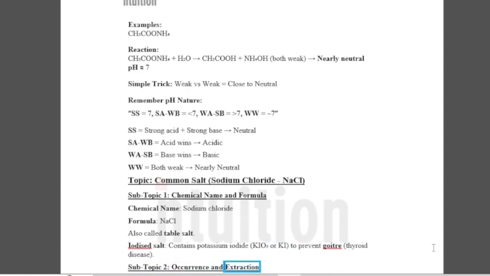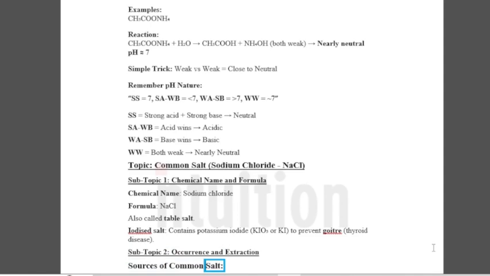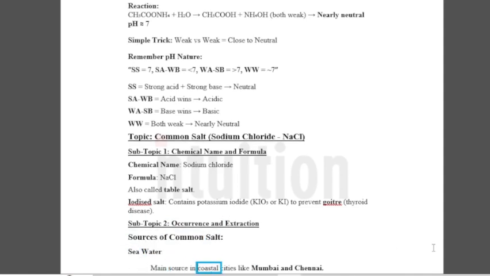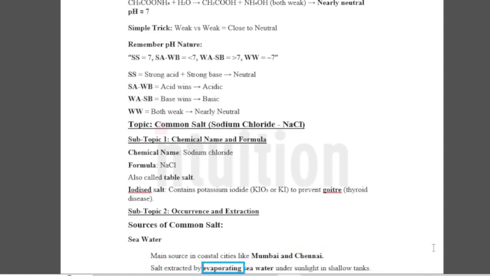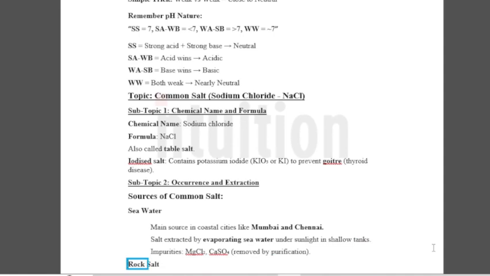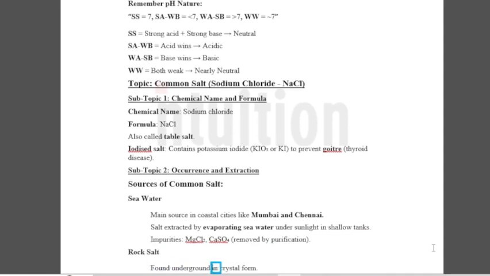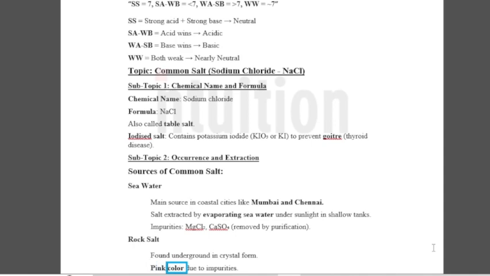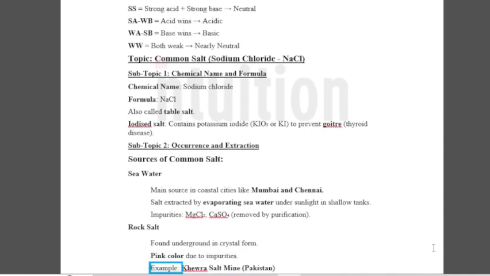Subtopic 2: occurrence and extraction, sources of common salt. Seawater is the main source in coastal cities like Mumbai and Chennai. Salt is extracted by evaporating seawater under sunlight in shallow tanks. Impurities like MgCl2 and CaSO4 are removed by purification. Rock salt is found underground in crystal form. Its pink color is due to impurities. Example: the Khewra salt mine, Pakistan.